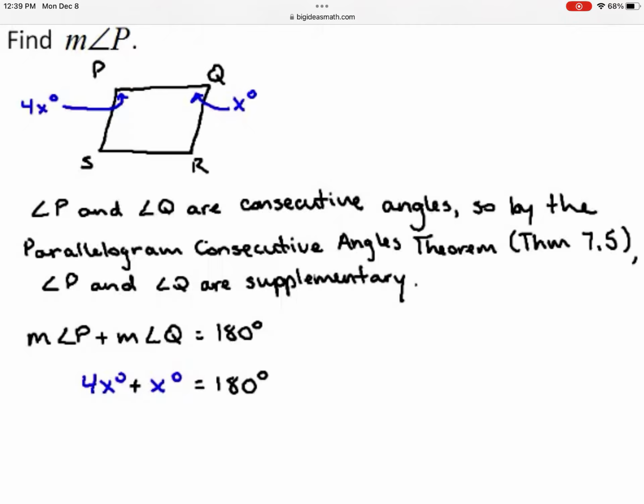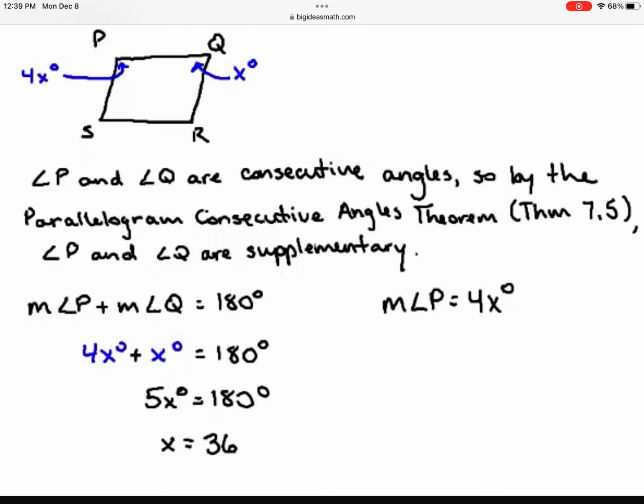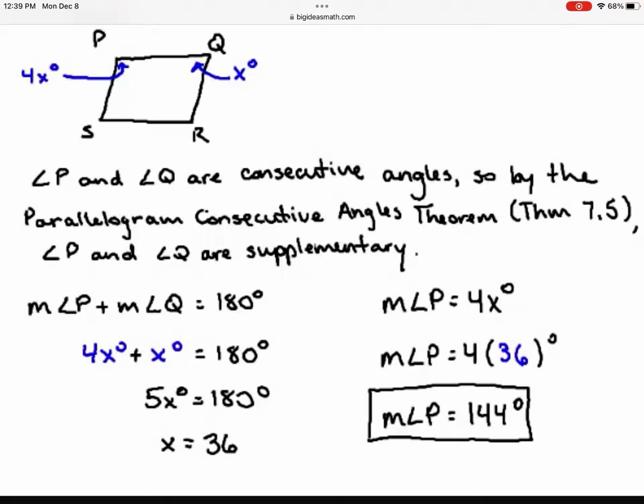Combining like terms on the left side gives 5x degrees equals 180 degrees. Then dividing by 5 on each side gives that x equals 36 degrees. Now recall that the measure of angle P equals 4x degrees. So substitute 36 for x, which gives the measure of angle P equals 4 times 36 degrees. So the measure of angle P equals 144 degrees.